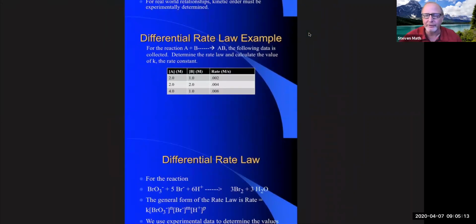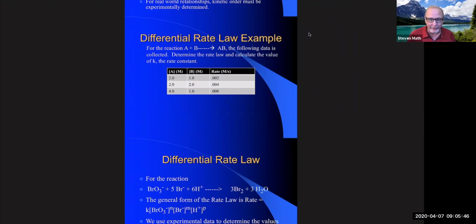What are we doing? Teach us how to do the problem. So here's an example I've got set up for you. This is a differential rate of some A plus B equals AB. And here are our concentrations. These concentrations are given to us in molarity, and the rate. This table has to be provided for you. You can't do this without it. Then it says, determine the rate law and calculate the value of the rate constant.